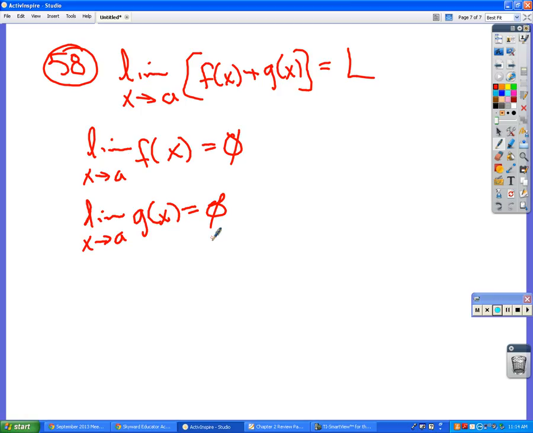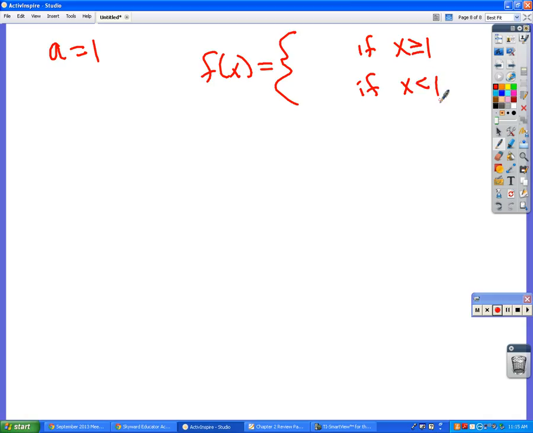Well, what we're going to need is a couple of piecewise functions that both have a discontinuity right here at a. Let's say a is 1. Okay, so a is going to be 1. All right, so now let's come up with an f of x. It has to be one thing if x is greater than or equal to 1, and a different thing if x is less than 1. It has to be in such a way that if you plug in 1 into these things, you get 2 different answers.